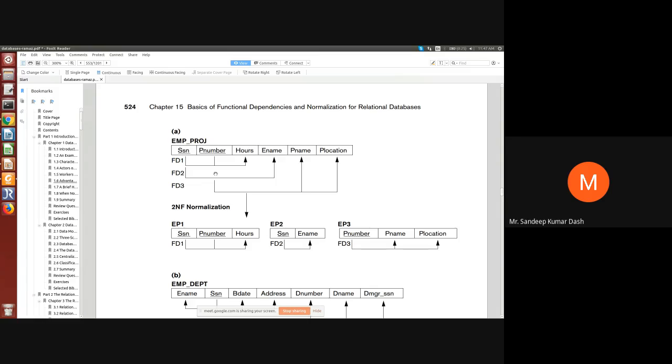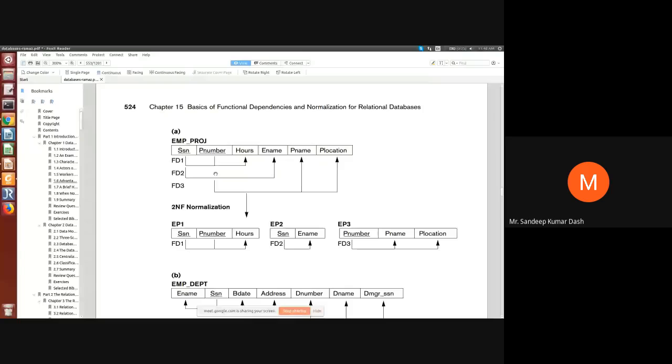Any doubt anywhere, even a single point, you can ask. We can go through things again, because next I will just give you an assignment, and whether you do it yourself or take it from somewhere, I will not get to know. The main thing is doubt clearance, whether you are getting this or not. Nobody will ask you the definition of 2NF or 3NF.